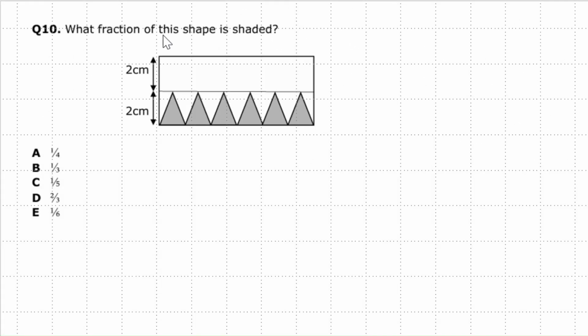Question 10. What fraction of this shape is shaded? So here's the shape, and here are the options. So we know that these are triangles, and we need to count all of them to find out the fraction. So let's count all of the whole triangles. 1, 2, 3, 4, 5, 6, 7, 8, 9, 10, 11. Here's half, and here's half.